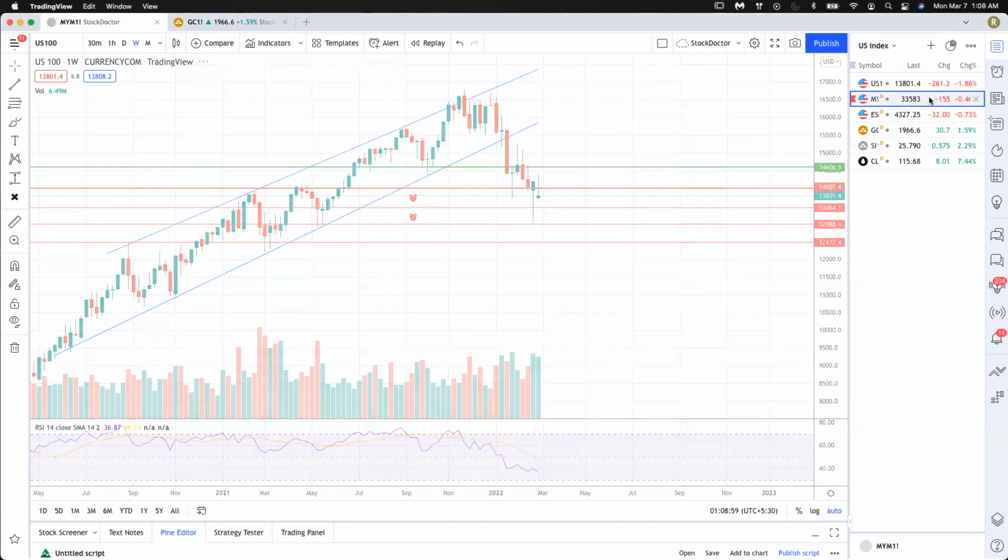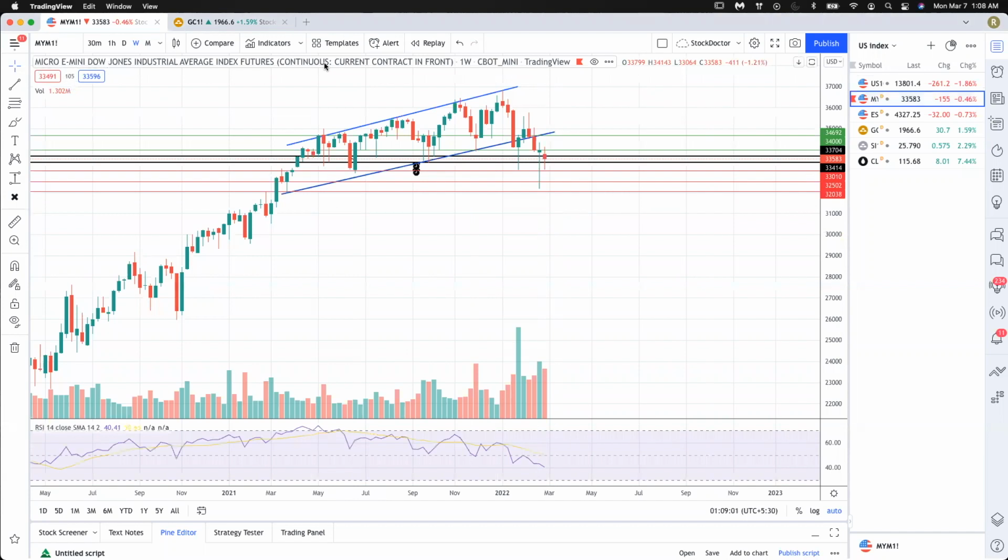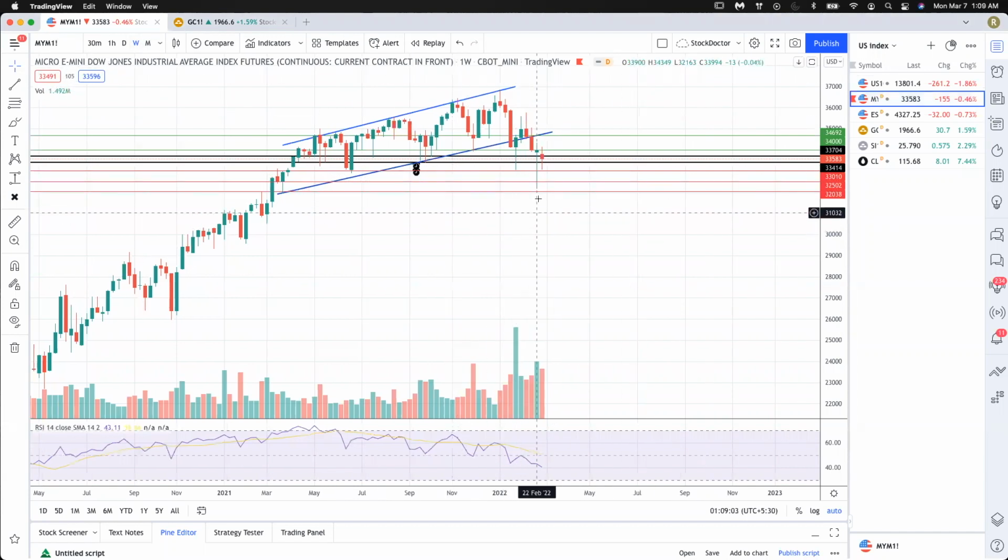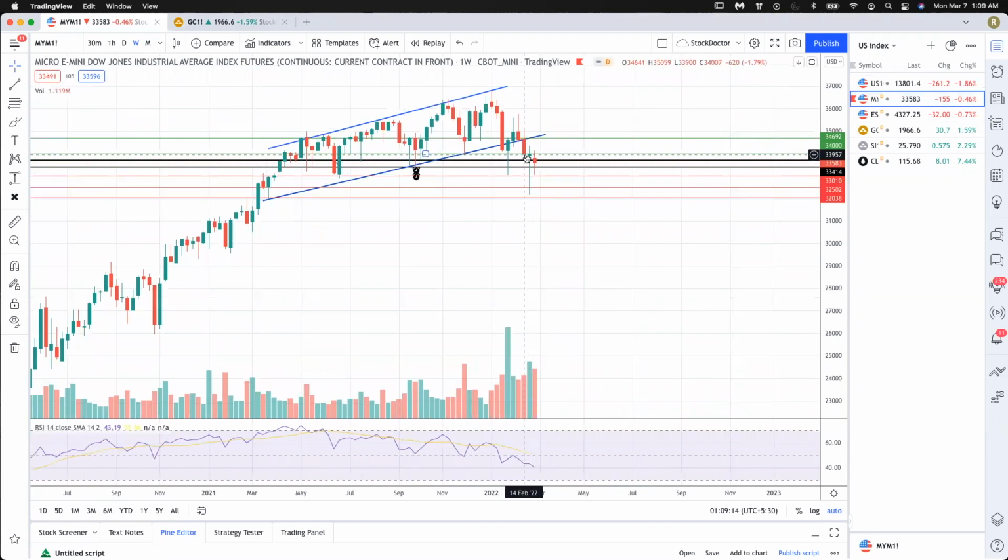So let's go and see Dow Jones. You can see the weekly candle here. Same thing: the week before last, buying came, but last week you can see a spinning top.